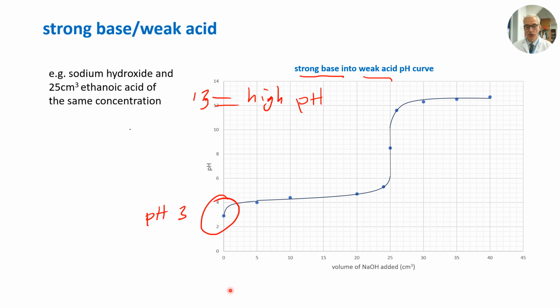So typical features for a strong base into a weak acid: starting at around pH 3 to 4, rather than 1 or 2 for a strong acid. So this is a weak acid as indicated by the initial pH. We have a vertical section of the pH change curve at around 25, because we're starting with 25 of ethanoic acid and we're adding sodium hydroxide of the same concentration. But we know we've got a strong base because we're ending with a high pH. So this is typical of a strong base against a weak acid.